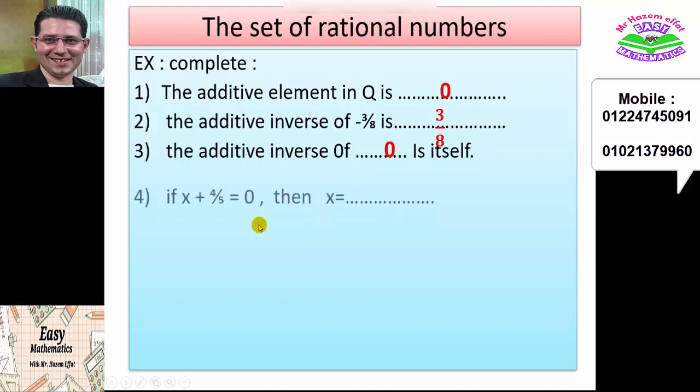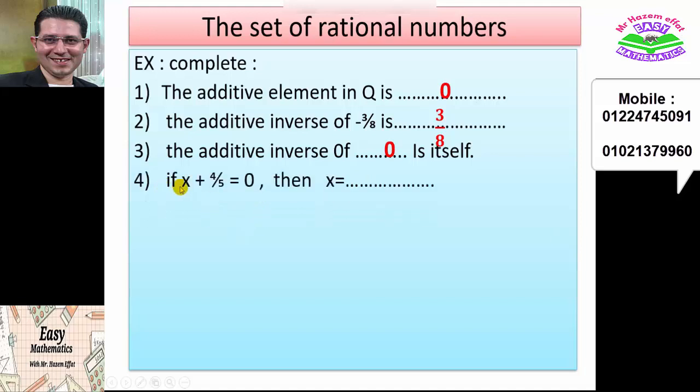Number 4, if x here is unknown, plus 4 over 5, it will be 0. What about the value of x here? Because the result here will be 0, x will be the opposite of 4 over 5, or the inverse of 4 over 5. It will be negative 4 over 5. Number 5, if x plus 2 over 5 equals 2 over 5, what about the value of x here? Yes, it will be 0.